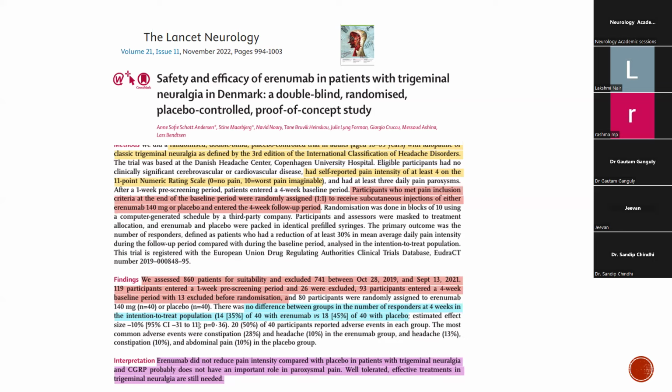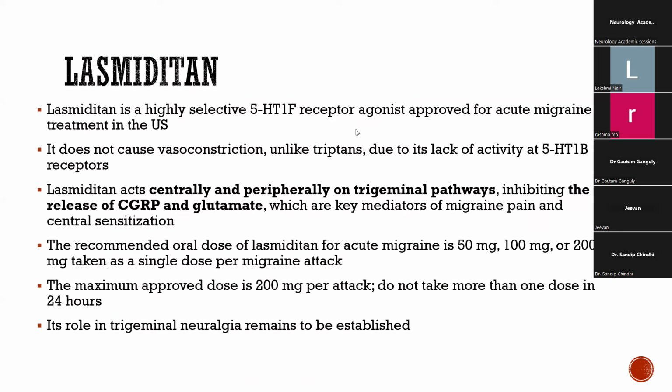The next drug is lasmiditan. It is a highly selective 5-HT1F receptor agonist. Its efficacy in the treatment of acute migraine is well established, but its role in trigeminal neuralgia remains to be established. Only certain case reports are available.